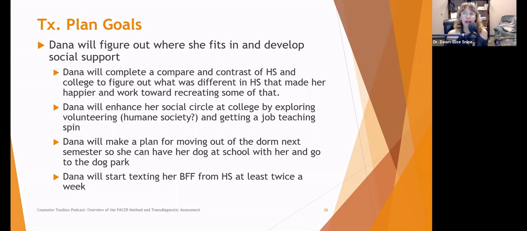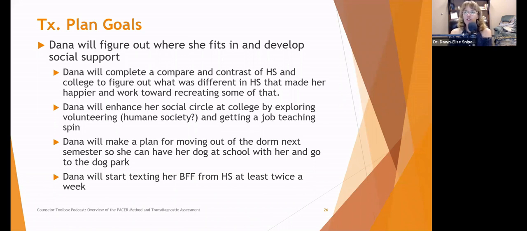Dana will complete a compare and contrast of high school and college to figure out what was different in high school that made her happier and work toward recreating some of that. She was very involved when she was in high school with different clubs and activities and dance team. So that's one of those things that she's probably going to find when she does her compare and contrast, that getting involved will help her feel more a part of something.